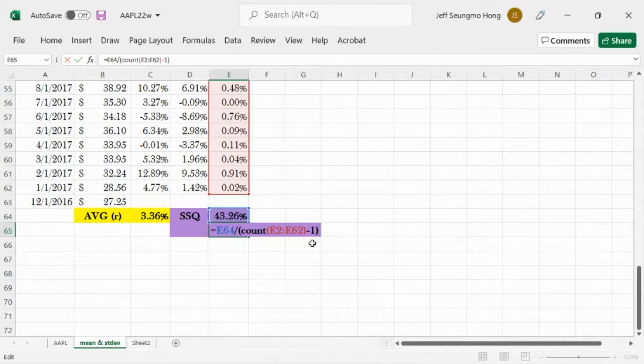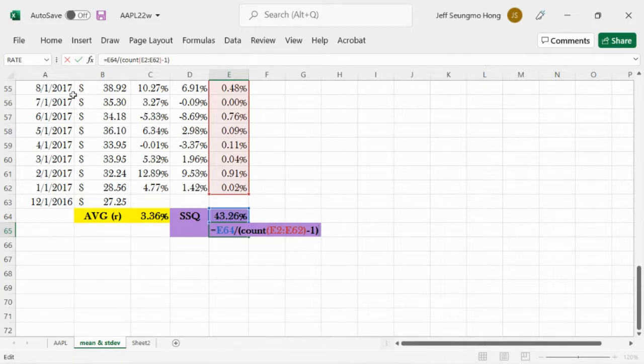Sample is a local data set. Why is it local? Because, think about it. Apple has existed for 40 years, right? So if we use the entire data set from 1981, 40 years worth of data, that's called population. Anything local from that population is called sample. And for population, you don't have to subtract one. But for sample, you have to subtract one to make adjustment for loss of 1 degree of freedom. And I'm going to get to that later.